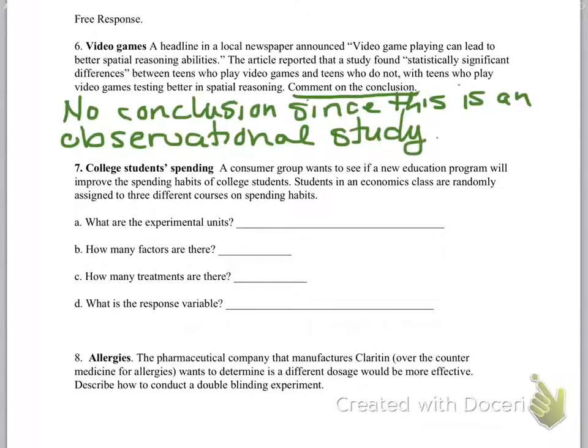Okay, now let's go here to number 7, and we're talking about college student spending. A consumer group wants to know if a new education program will improve the spending habits of college students. Students in an economic class are randomly assigned to 3 different courses on spending habits. So my experimental units are college students. Okay, remember, I need my adjectives.